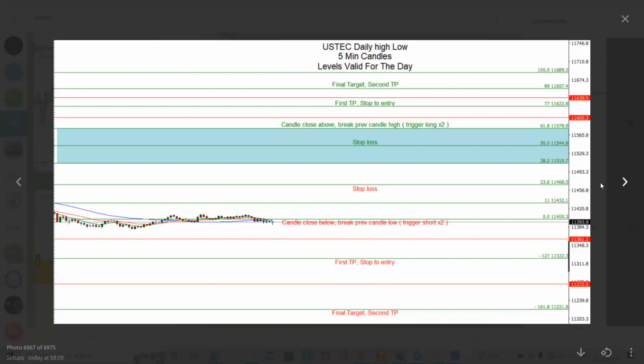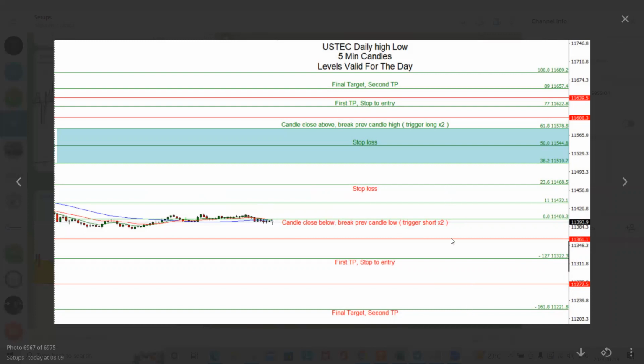On the US Tech daily high-low, currently between levels of 0 and minus 127. Look at moving averages. 21 is slightly above 8, so indicating trend is down. So it is a valid trigger for a short below 0 to aim for the minus 127 first TP, minus 161.8 second TP, and stop loss being at the 23.6.